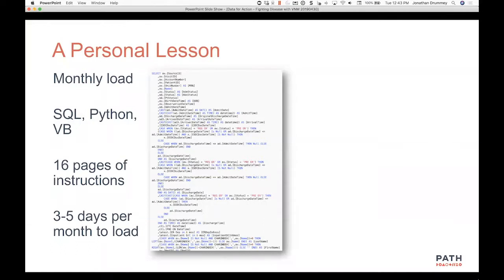So I had this monthly data load that I was using SQL, Python, Visual Basic for. It took 16 pages of written instructions and 3 to 5 days every month to do this data load. So there's a little bit of the SQL code from that. And I was happy doing what I was doing. I thought it was great.